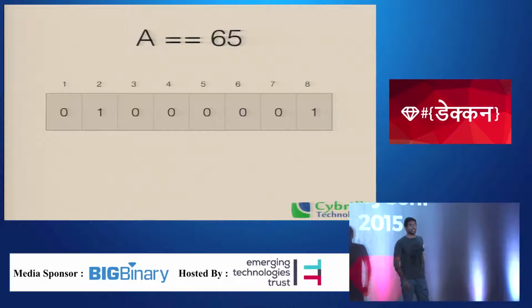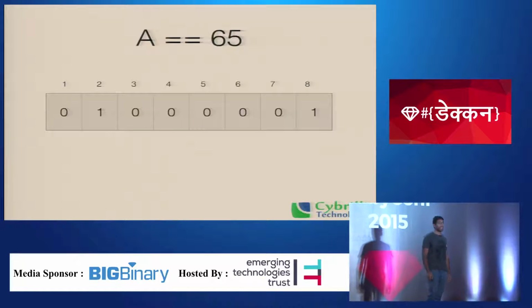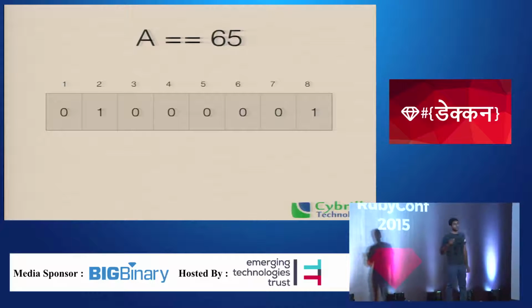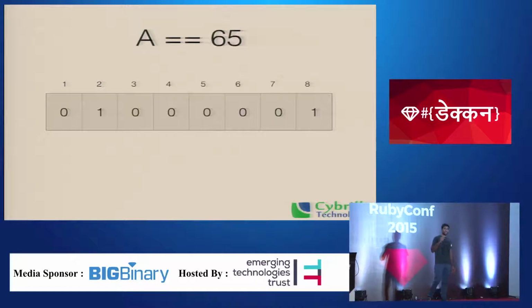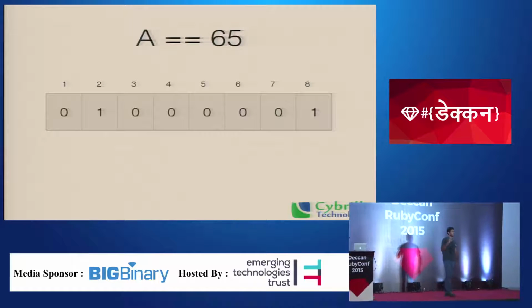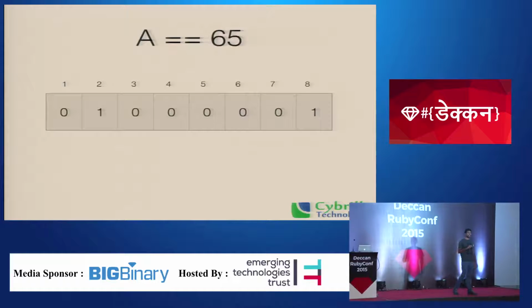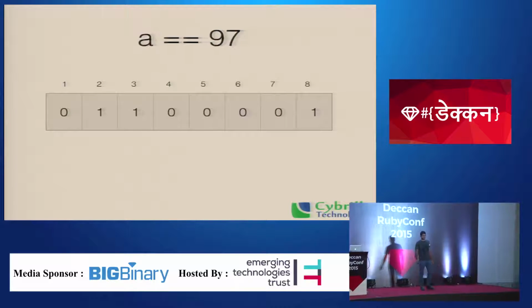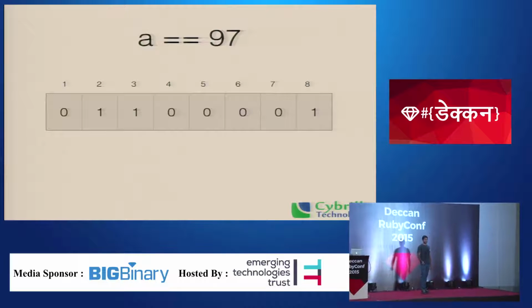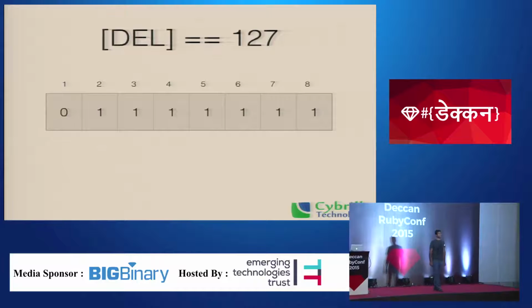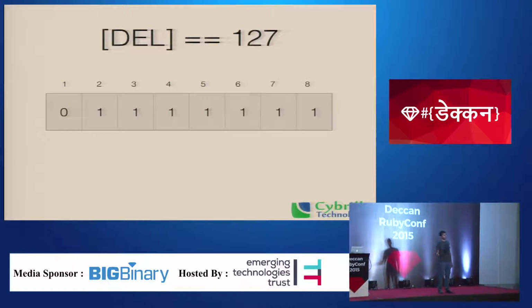If you look at the byte representation of character A, it's 01000001. All these 128 characters, or the 128 integers, can be represented in one single byte. And you wouldn't need the most significant bit as well. If you look at small a, this is how it is represented. And this is the last character in the ASCII character set, which is represented as 0 and all ones.